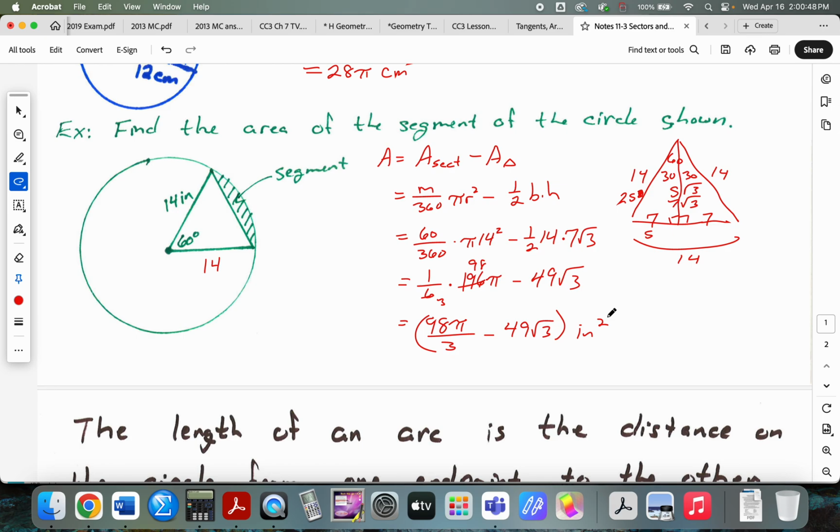Yes? I'm not following you. So I've reduced the 60 over 360 and I squared the 14. I could have written 196 pi over 3, but then I just went ahead and reduced that also. Okay? All right, let's go on to the back.